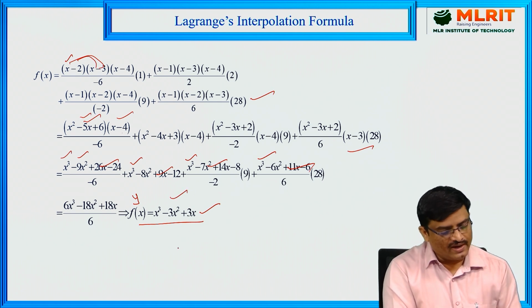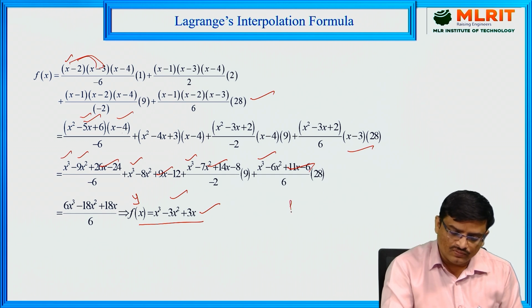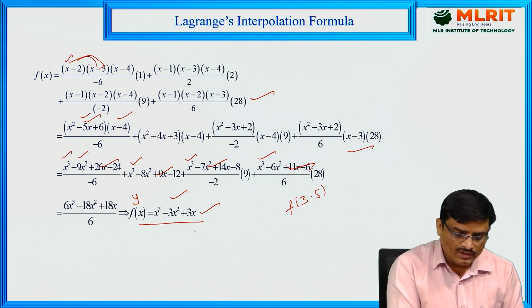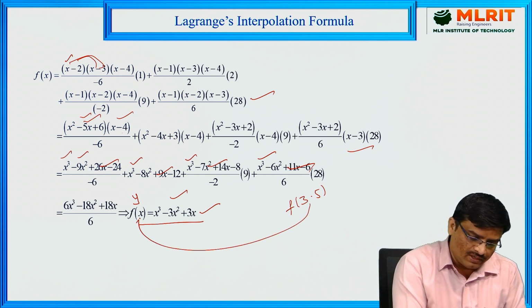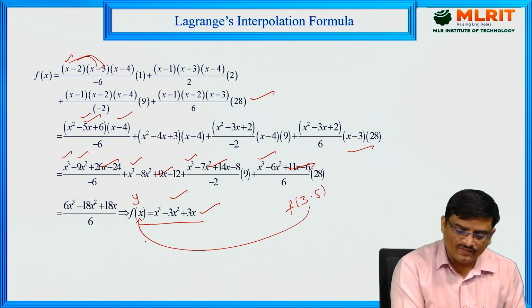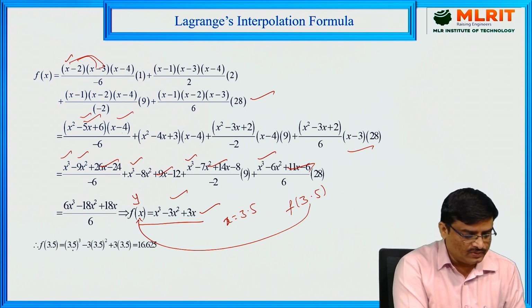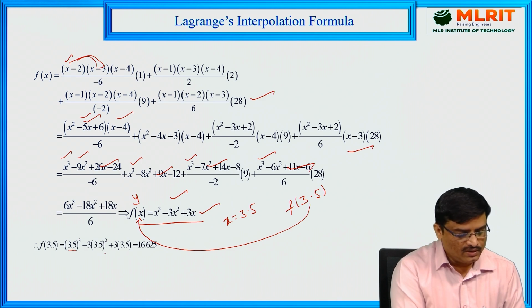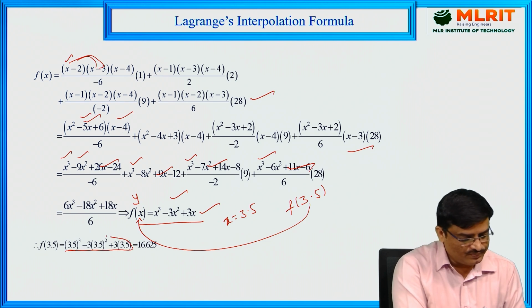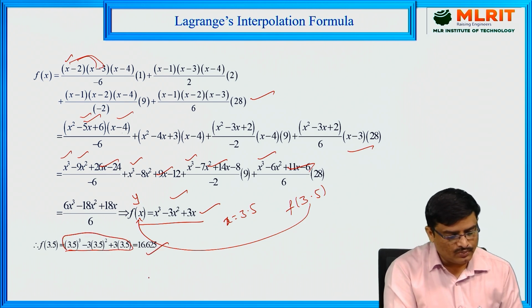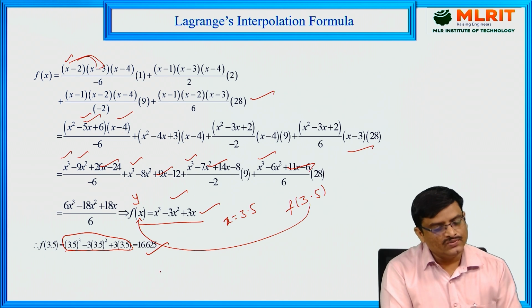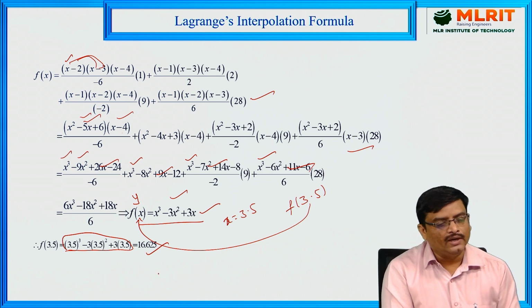Now after finding that polynomial, we are asked to find f of 3.5. Here we want f of 3.5, but we got f of x. So if you want f of 3.5, put x is equal to 3.5 and simplify. So f of 3.5 is 3.5 whole cube minus 3 into 3.5 square. Now if you simplify this total, you will get the value 16.625. So this is a very important thing, how to find the interpolating polynomial.